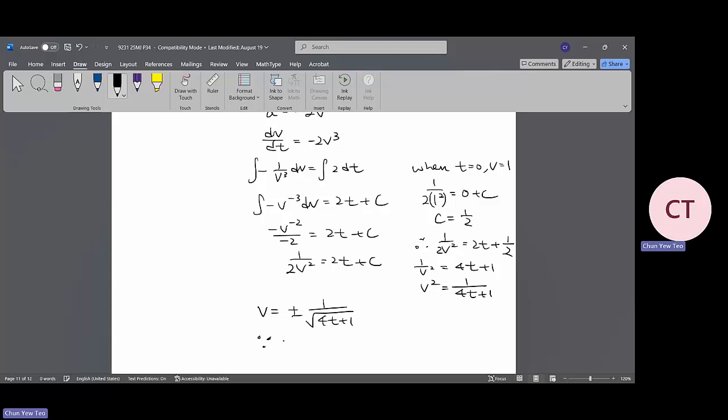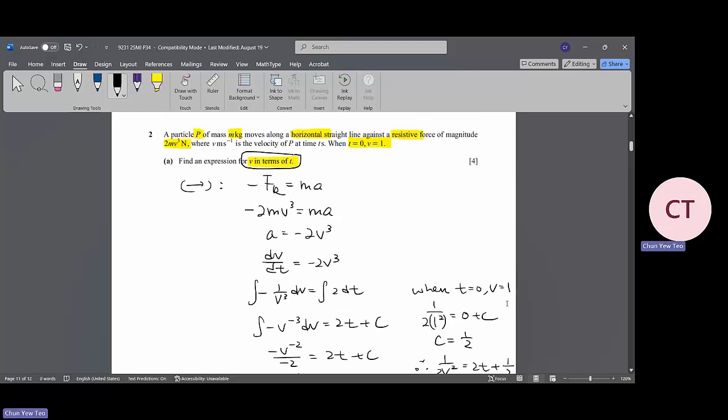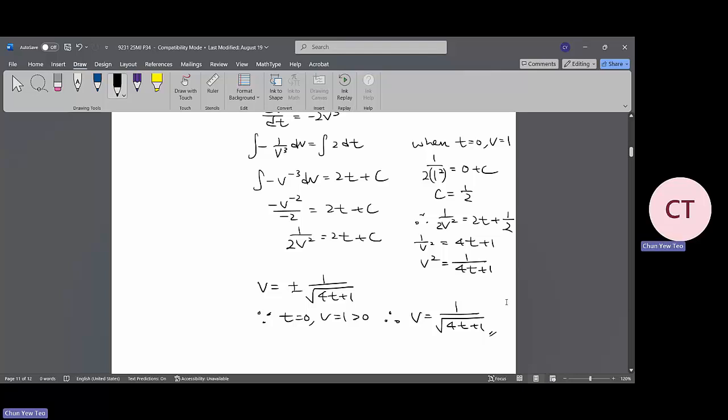Because at t equal to 0, v equal to 1 is positive. Therefore, your v will be 1 over the square root of 4t plus 1. That will be the answer for question number 2a. Okay, so this one continues over here.